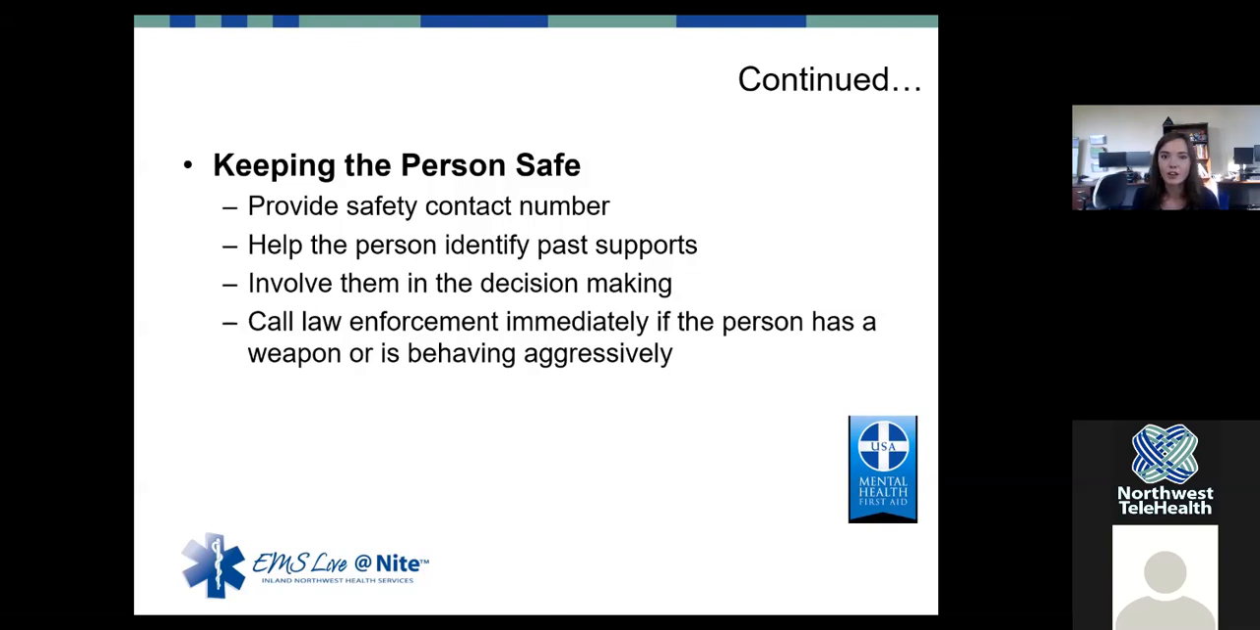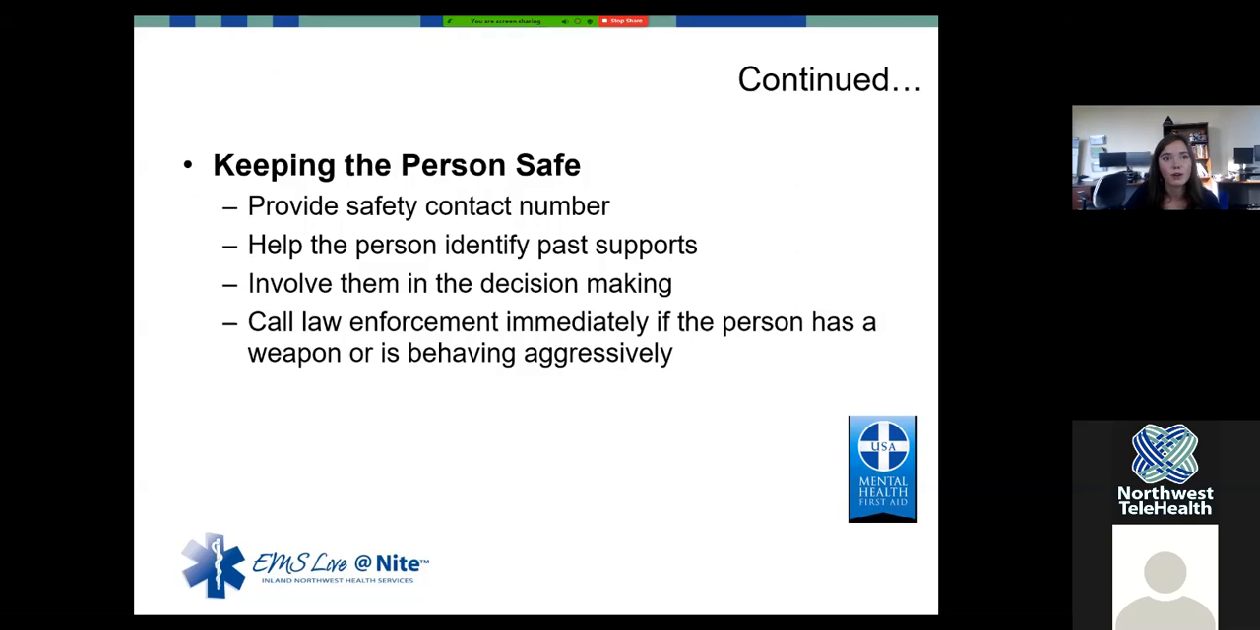And again, it depends on the urgency of the situation. Right there on the next line, it says call law enforcement immediately if the person has a weapon or is behaving aggressively. But if possible, giving that decision and having that person still have some control in the situation is really important. Do not leave that person alone if they're actively suicidal.